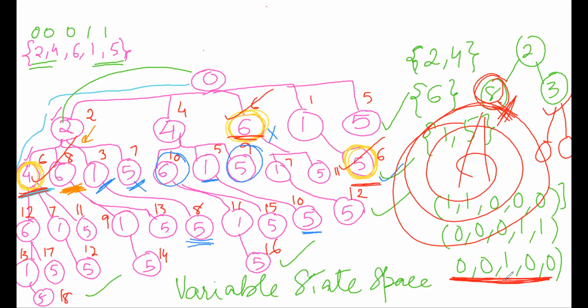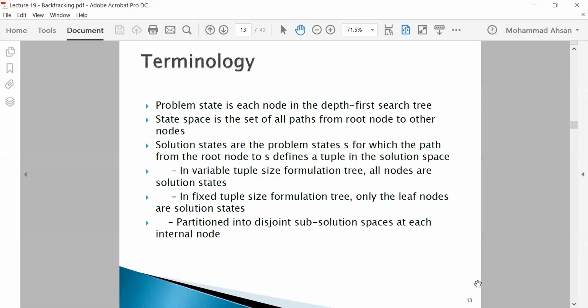So you have to know the entire path you took to get to the solution out of all the paths, because of the nature of the state space tree. So all nodes are solution states in the variable tuple state space tree. Only in fixed tuple, you have only the leaf nodes. So in case of your fixed tuple, you are partitioned into disjoint sub-solution spaces at each internal node.